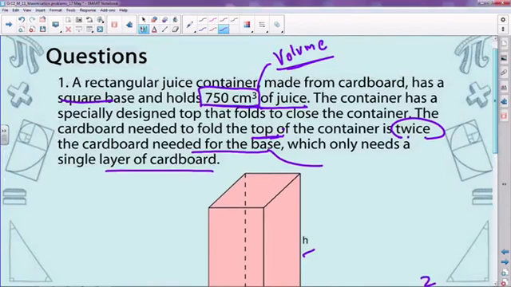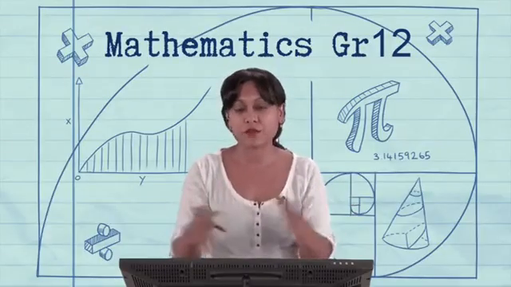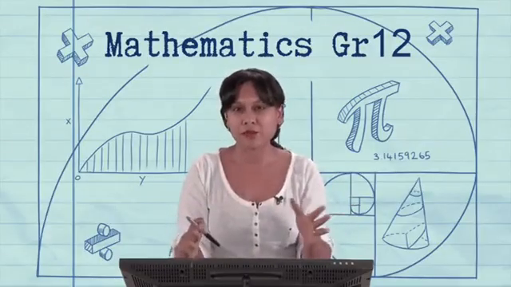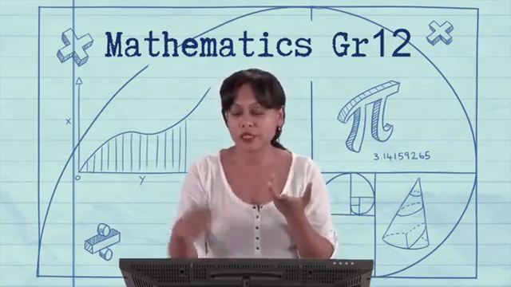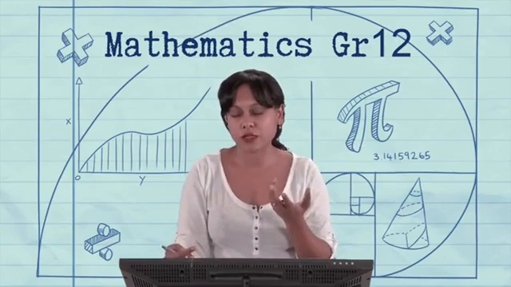Now remember guys, that cannot change. That's what they've told you. That's a constraint, a restriction on this. This container can only take up to that amount of juice. That's it. So that's what we're going to use to help us formulate our equations and answer the questions that they've asked us, right?